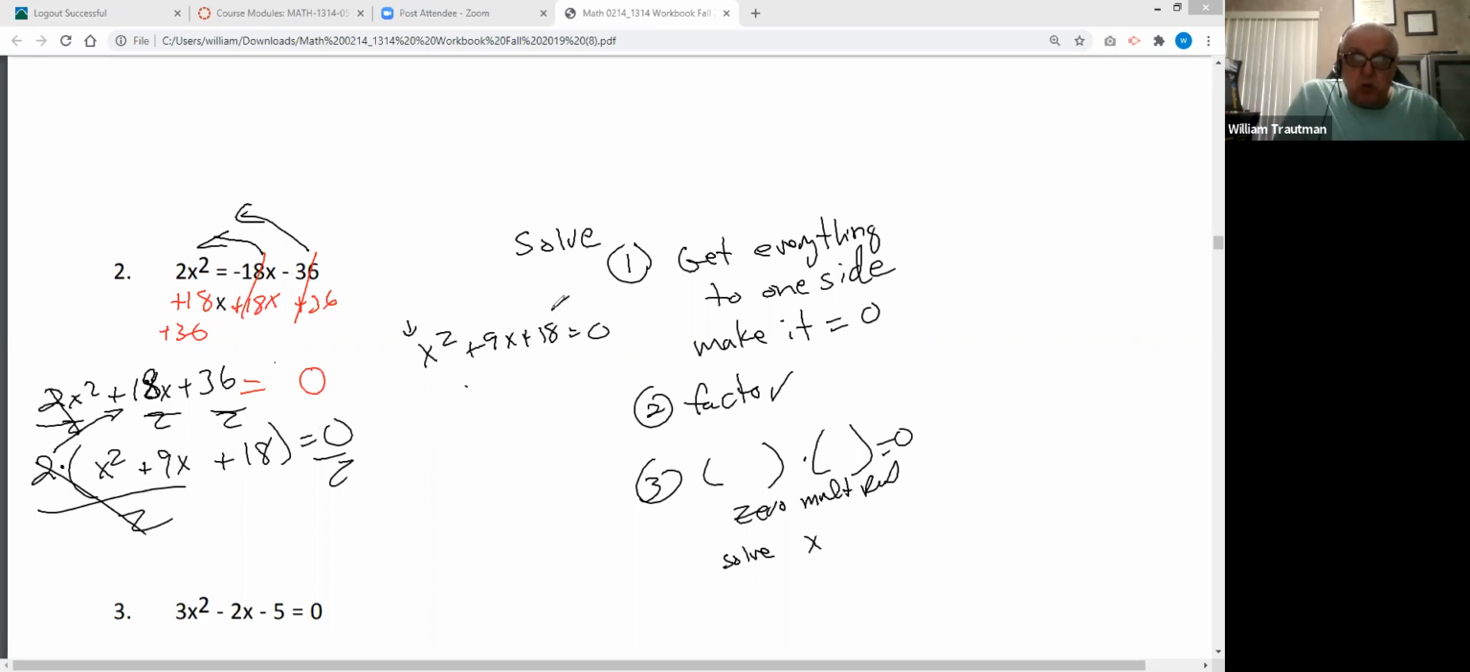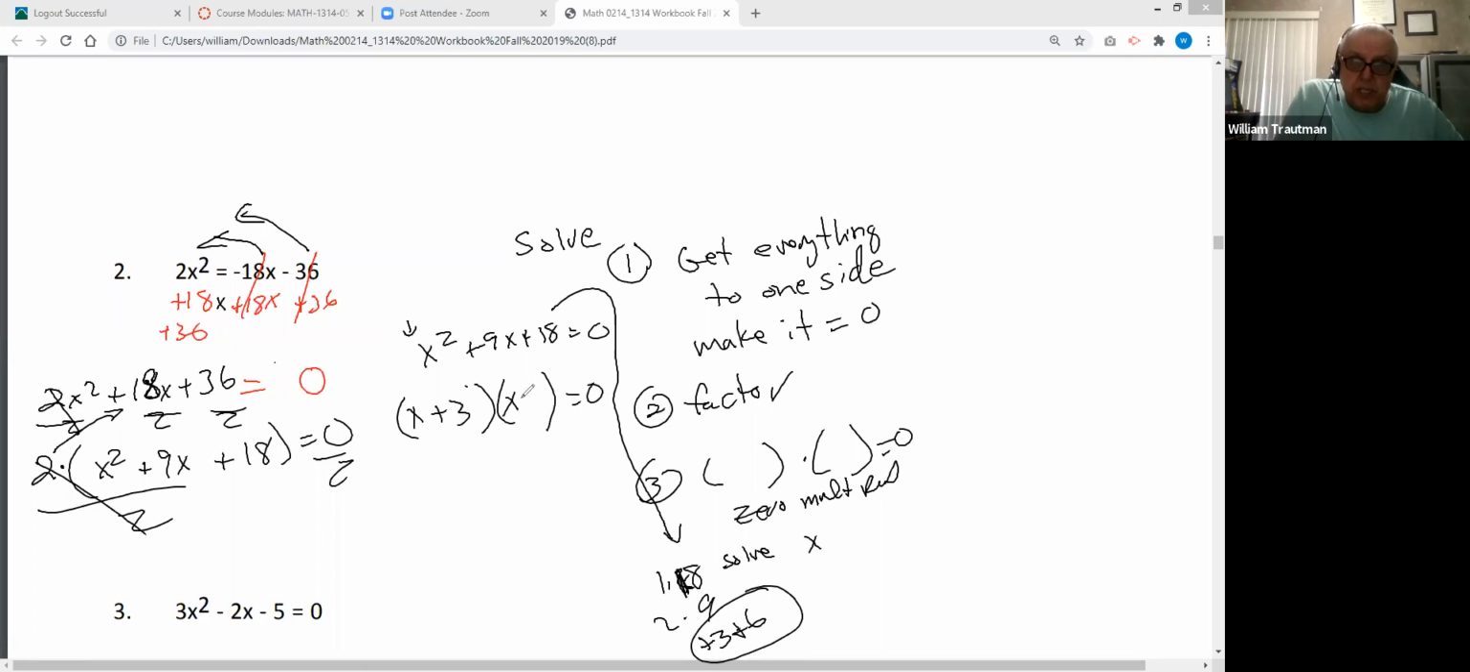So all the things that multiply together to get 18: 1 times 18, 2 times 9, 3 times 6. And I need to get a positive 9. The only way to get a positive 9 is a plus 3 and a plus 6. So this factors to x plus 3 and x plus 6.